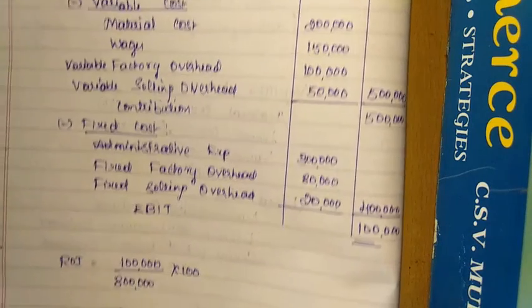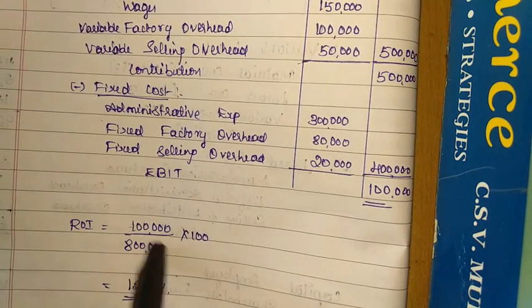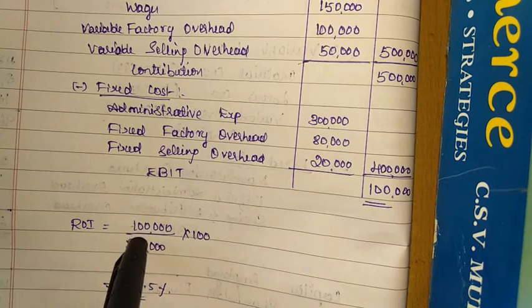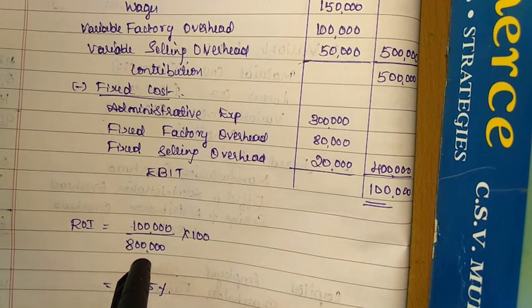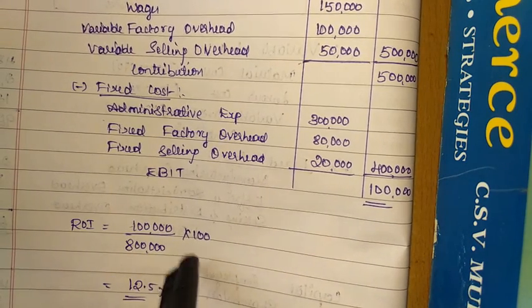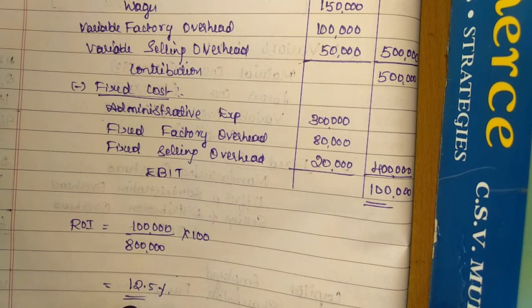So go for formula to calculate ROI. EBIT divided by capital employed into 100. EBIT 1 lakh, capital employed given in problem, that is 8 lakh into 100. So return on investment is 12.5%.